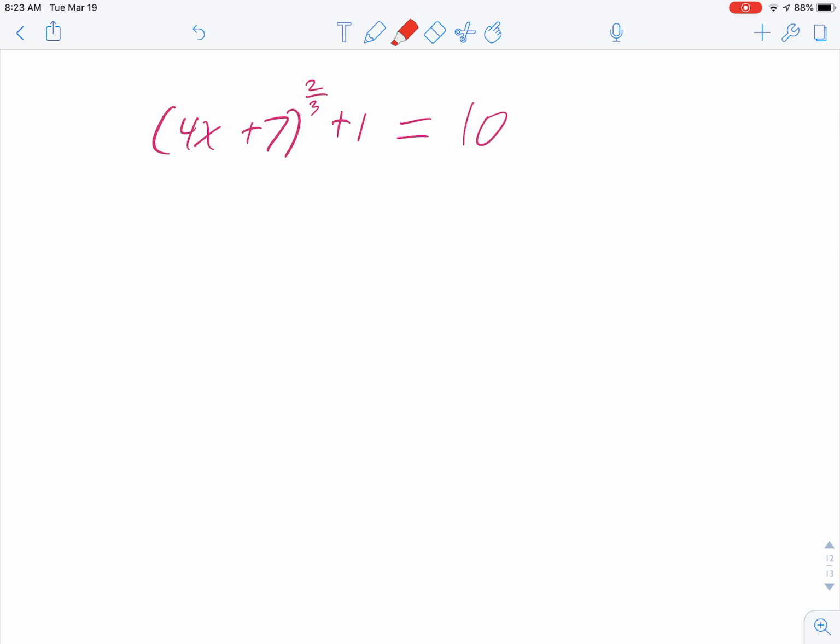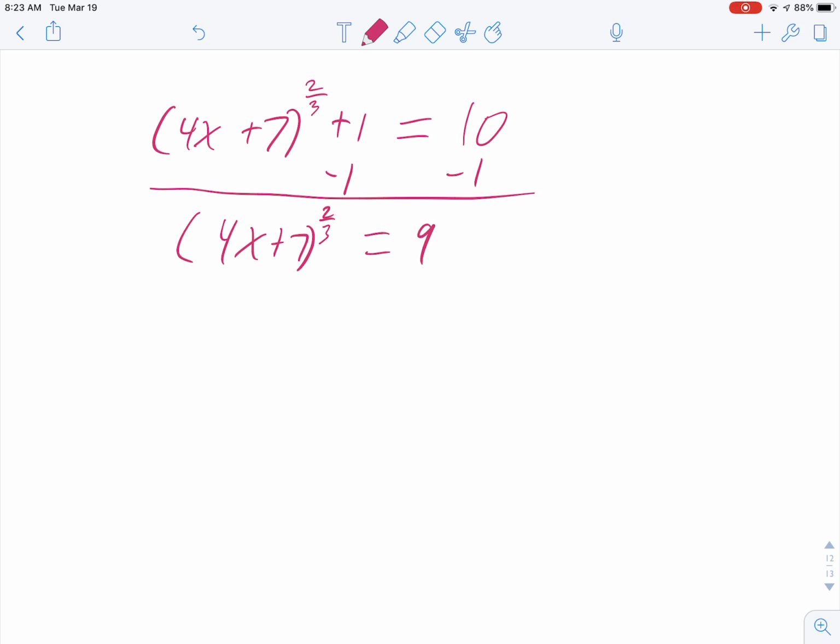So we have this equation, and the part that I'm worried about is this thing raised to the 2/3 power. What on earth are we going to do with that? Well, the first thing we're going to do, just like with the radical equations we did before, is isolate this part. We're going to get that by itself. And so I'm going to subtract the 1 from both sides so that we're left with 4x plus 7 to the 2/3 is equal to 9.